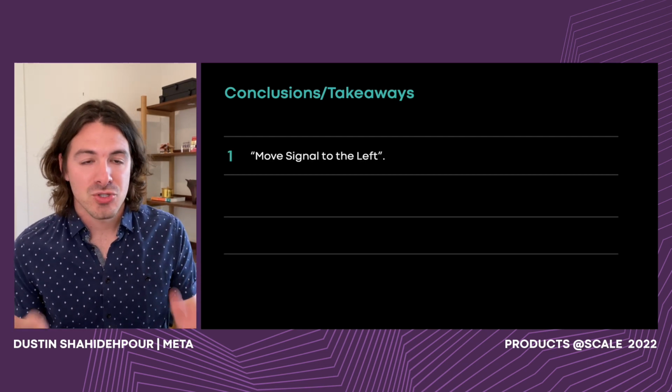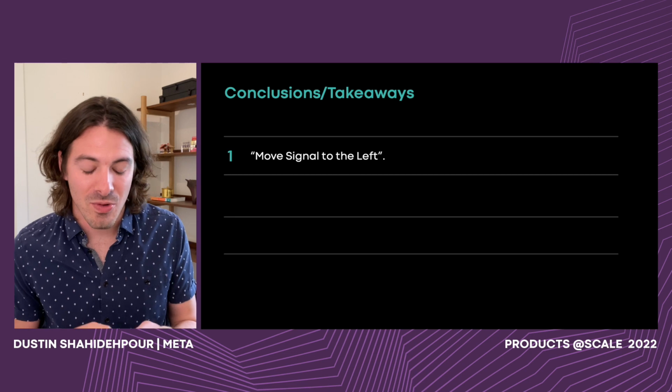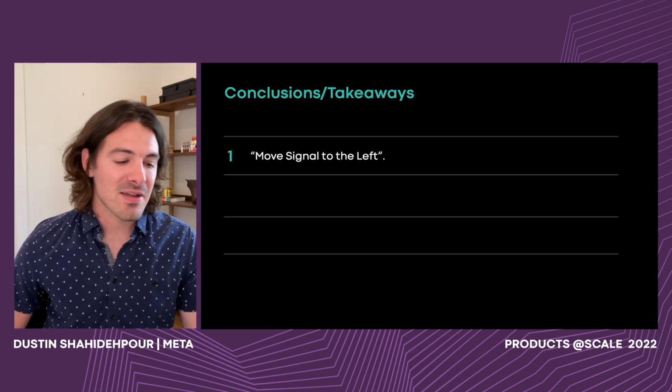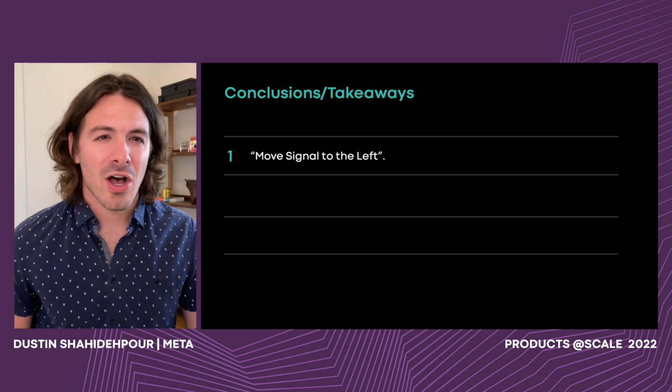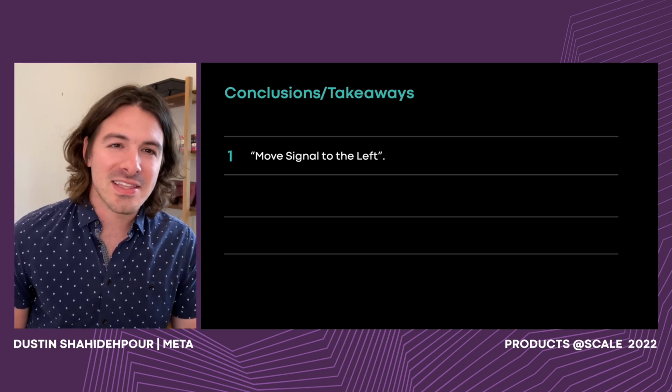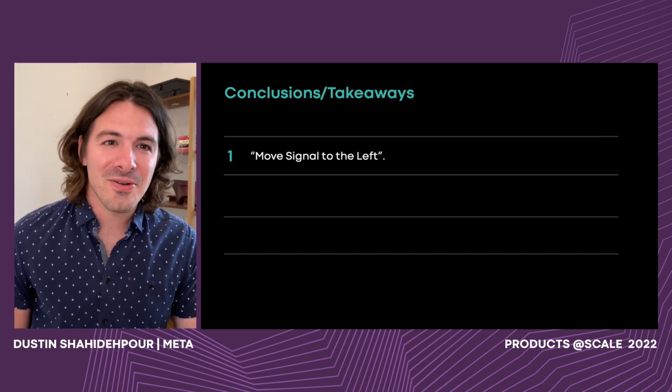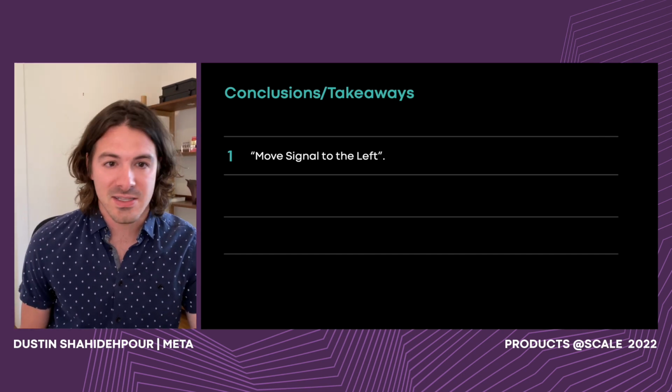First thing, try to move signal to the left. And what we mean by this is if there's a spectrum of signal, left is like when you get issues about unformatted code in your editor. It's like you hit the save button and it either fixes it for you or it doesn't even tell you, or it tells you right away that something's wrong.